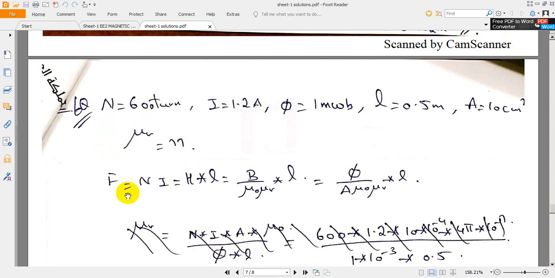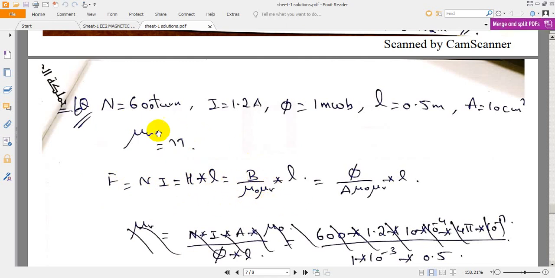We know the relation F is equal to number of turns into current, which is also equal to magnetic field intensity into length, which can be written as, the H can be replaced by flux density by permeability.